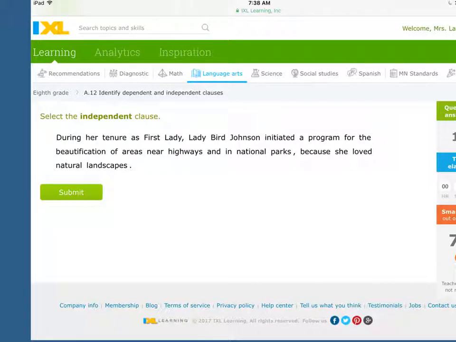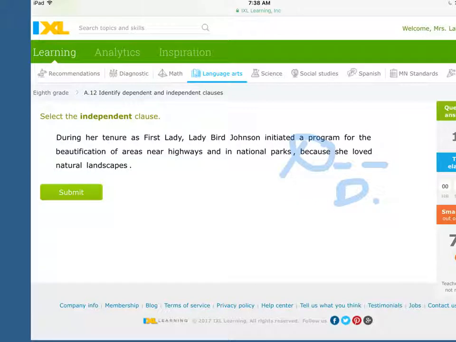We can consider it part of the next group of words, so there's no break right there. During her tenure as First Lady, Lady Bird Johnson initiated a program for the beautification of areas near highways and in national parks because she loved natural landscapes. All right, I'm just going to go with the shorter one because that seems easier to start with. Because she loved natural landscapes, I see she loved as my subject and verb, and I see a subordinating conjunction, which means that's dependent. So the first one's probably independent.